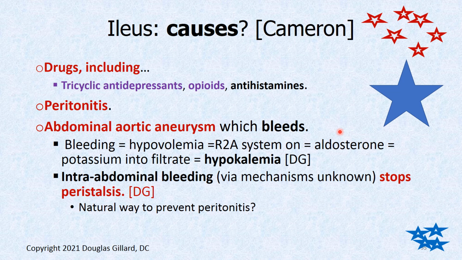Peritonitis: if the peritoneal lining gets really inflamed, all the intestines will shut down. Abdominal aortic aneurysm that bleeds: the intestines don't like blood in there, and they'll shut down, stop working. Intra-abdominal bleeding, yep, talked about that just now. The bleeding causes hypovolemia, which turns on the RAAS system, which releases aldosterone, and so you get hypokalemia from this bleeding as well.